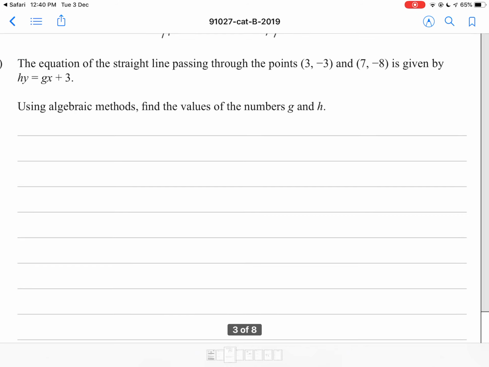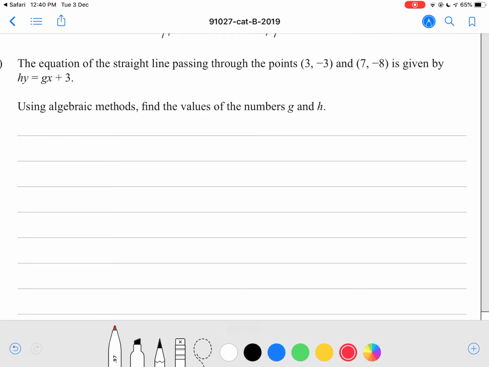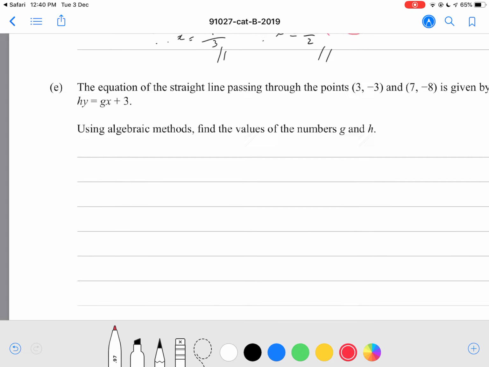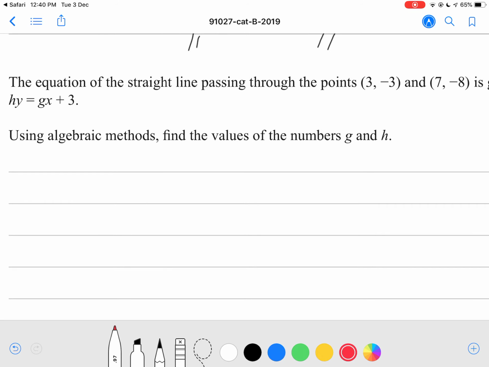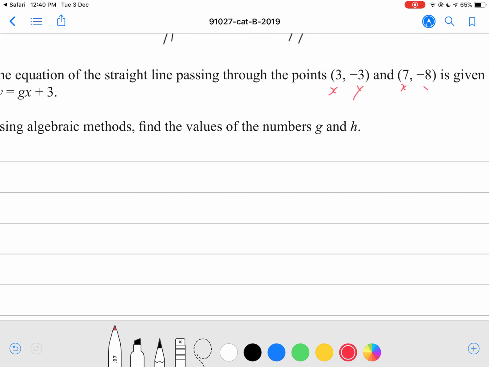The equation of the straight line passing through the points 3, negative 3, and 7, negative 8 is given by h of y is equal to g of x plus 3. So we have a little simultaneous equation to solve here. Remember, x value is always on the left, y value is always on the right.